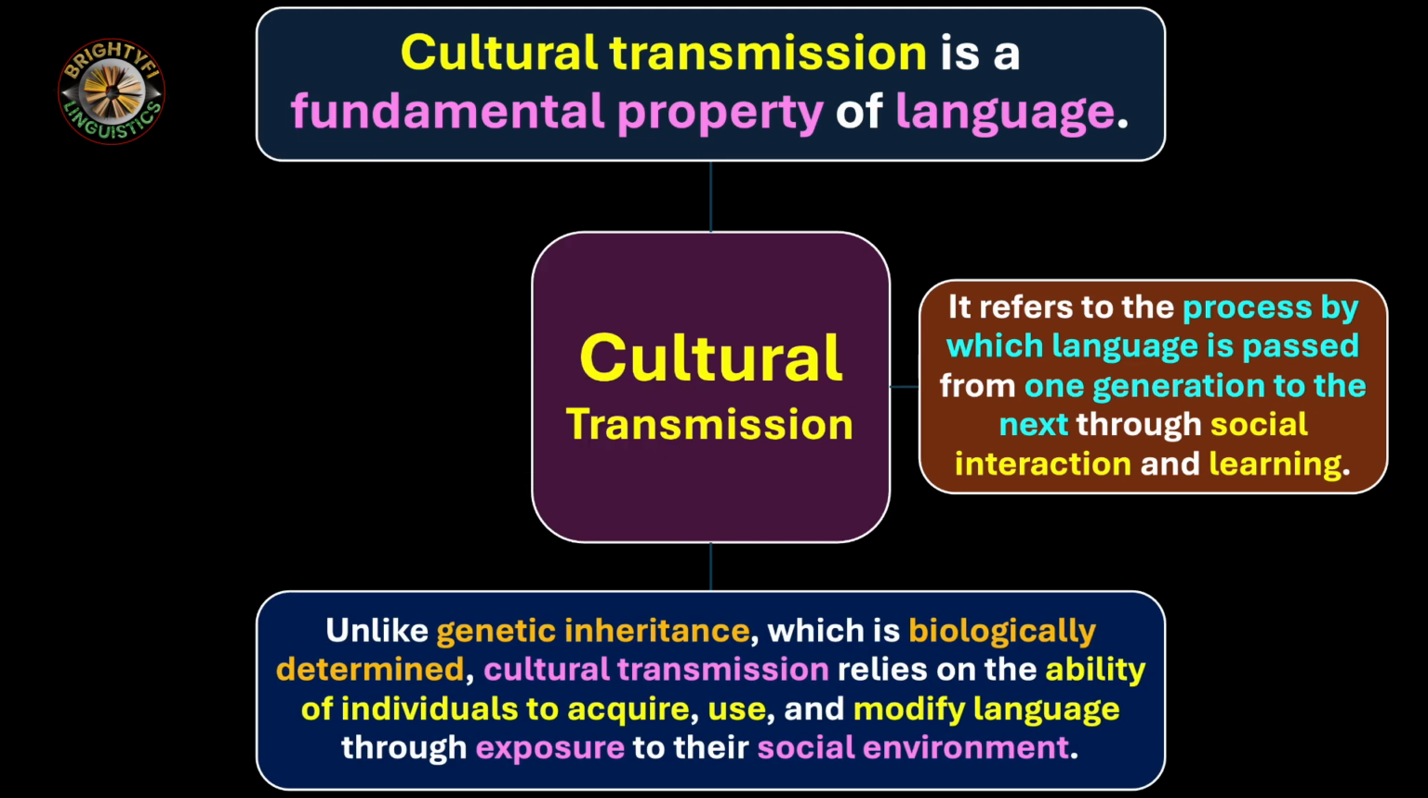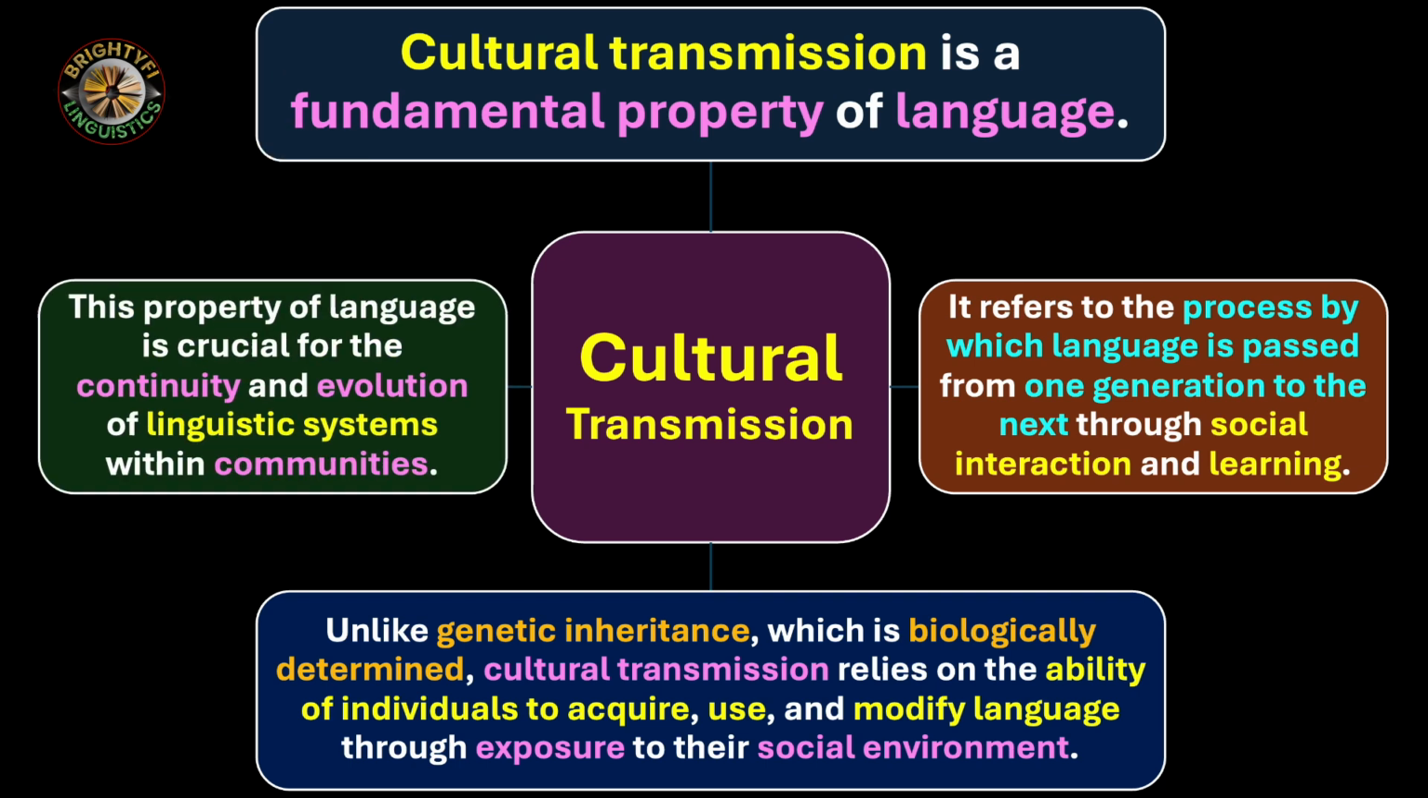We have some more ideas about it. Unlike genetic inheritance, which is biologically determined, cultural transmission relies on the ability of individuals to acquire, use, and modify language through exposure to their social environment. So what we notice here is that language is not something we inherit genetically. If you are brown in color or if you are white in color, normally you inherit those characteristics genetically. Language is something that is transmitted through social exposure.